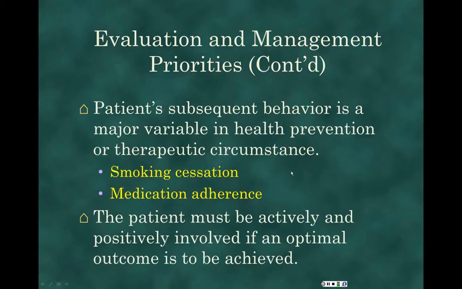The patient's subsequent behavior is a major variable in health prevention or therapeutic circumstance. For example, smoking cessation, whether or not they're going to be able to adhere to the medication regimen that you prescribe. The patient must be actively and positively involved if an optimal outcome is to be achieved. In other words, you can't just tell them what to do. You have to gain their trust, and both of you come up with a plan that is agreeable.